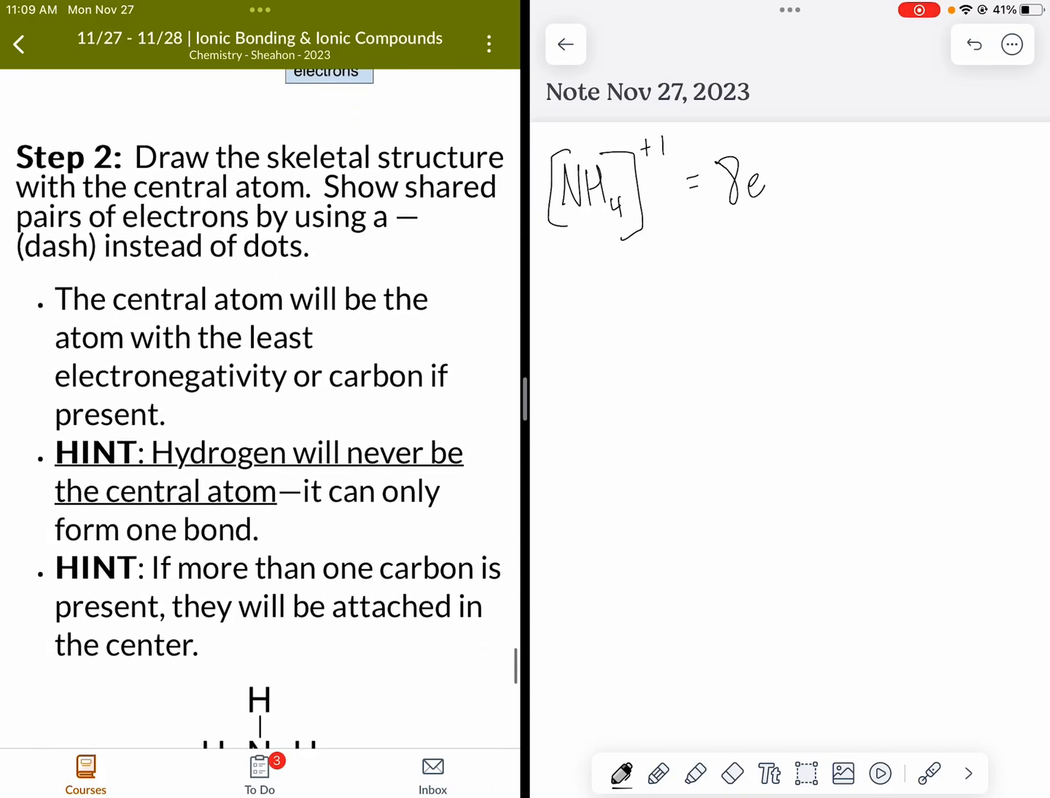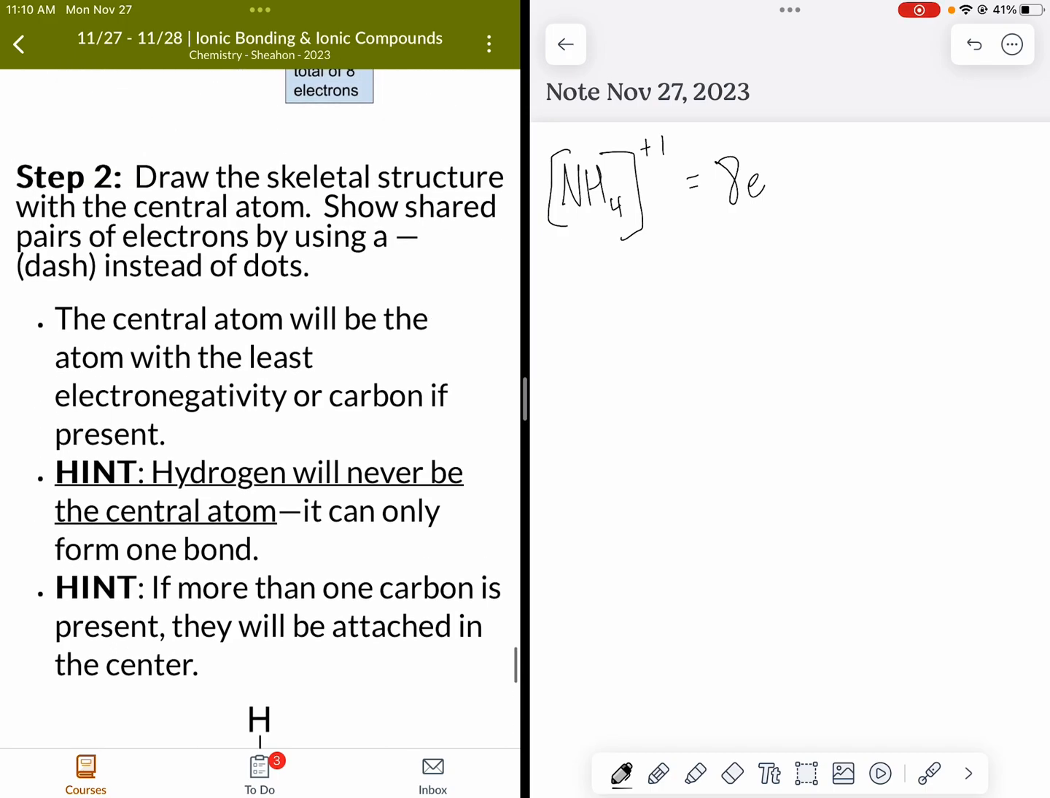All right, step 2. We're going to draw the skeletal structure. We're going to start by using the element that has the least electronegativity. In this case, it's nitrogen. Hint, hydrogen will never be the central atom, and this is because it only has 1 electron. It can only bond to 1 atom. So it'll never be the center. If more than 1 carbon atom is present, they will be attached in the center. We'll get to carbon later, okay?